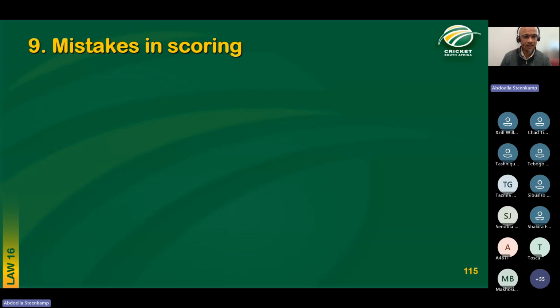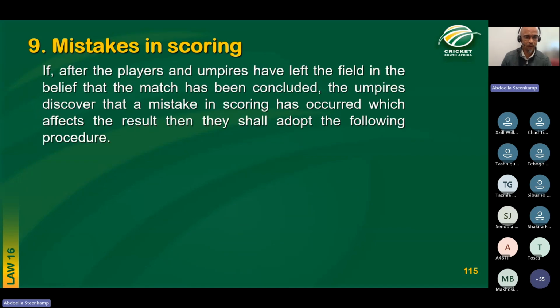So what happens if there are mistakes in scoring? If there is a mistake in the scoring and the umpires discover it, let's say the batting side had to score 300 to win. According to the scoreboard, they get to 300 for 4 wickets. As the players walk off the field, the scorers tell the umpires, oops, we made a mistake. The batting side actually still needs to score 4 runs to win. What do we do now?